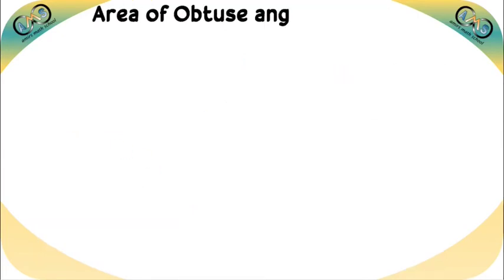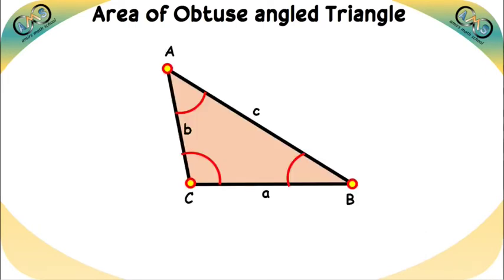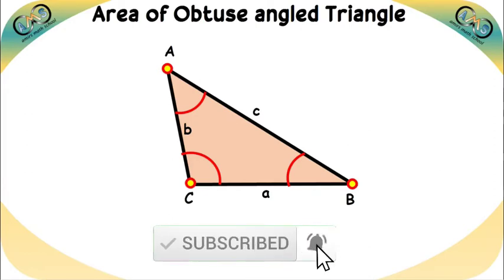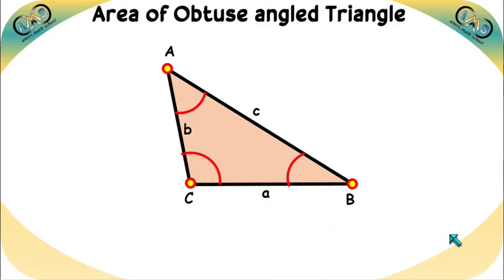Now, the area of the obtuse angle triangle. When any one angle of any triangle is greater than 90 degrees, that is obtuse, in that case, that triangle is called an obtuse angle triangle. So you see here an obtuse angle triangle since this C angle is obtuse, greater than 90 degrees. In this case, if we extend this side up to D and join with this A, this one will be the height of this triangle.